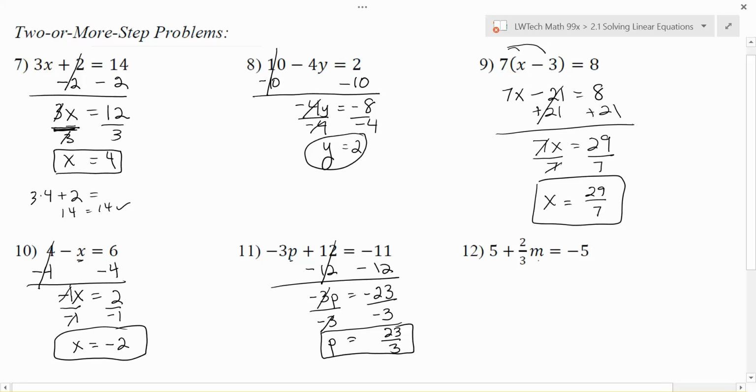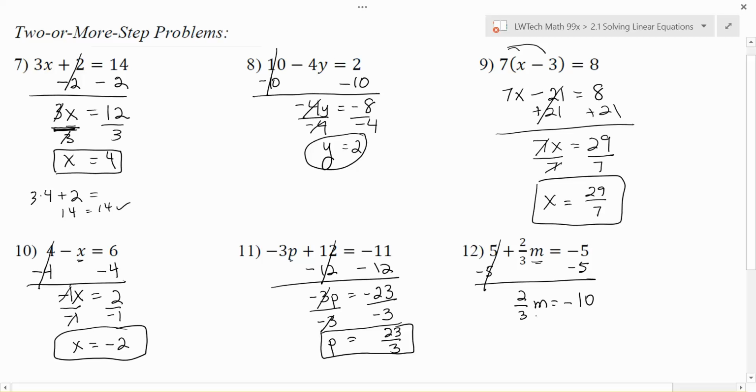For the last problem here, we want to get m by itself. It's being multiplied by 2/3 and adding 5. We do want to go ahead then and subtract 5 from each side. In this case, 5 minus 5 is 0, which is gone. I still have this 2/3 m. And on the other side, I have negative 5 minus 5, which is negative 10, so I can bring that along.